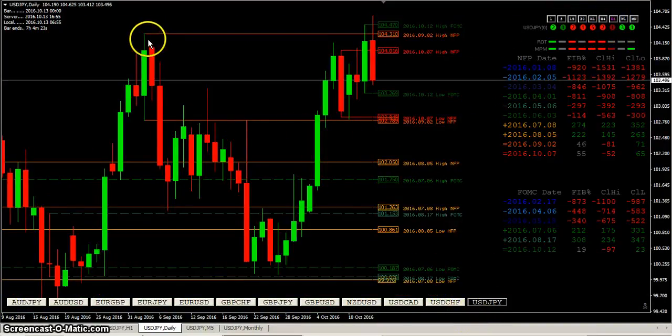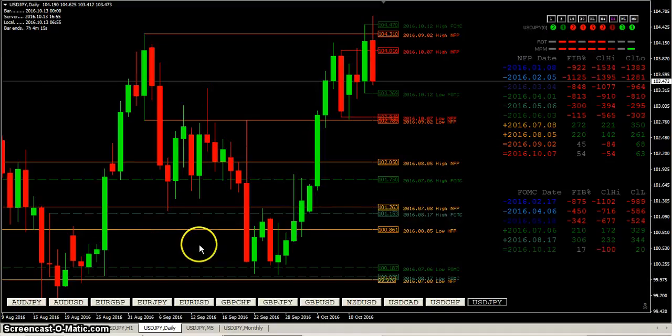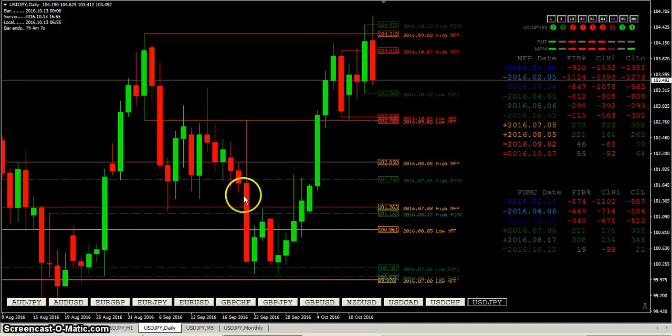You can see it. Here's the September high. Here's the September low. But you can see how these highs and lows just happen to be in or around these areas of the NFP and FOMC. And they say that's because that's what the big boys are looking at. They're the ones that are controlling this action.